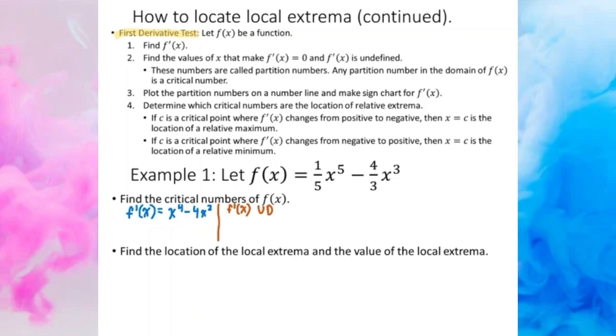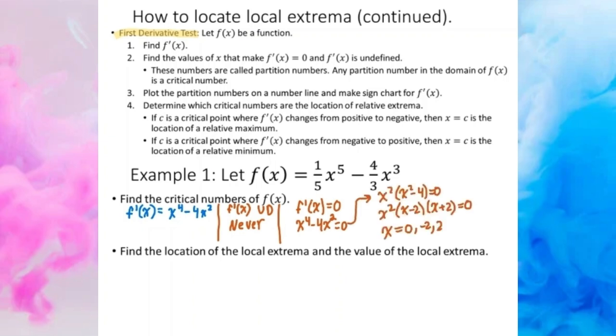Oftentimes, this is the step that most people forget to do when locating critical numbers. Here, our function is a polynomial. Polynomials are differentiable everywhere, so our derivative is never going to be undefined. So now we'll turn our attention to where our derivative is equal to 0. So now we'll set our x to the 4th minus 4x squared equal to 0. Then we'll factor our polynomial, and we get x equals 0, -2, and 2.